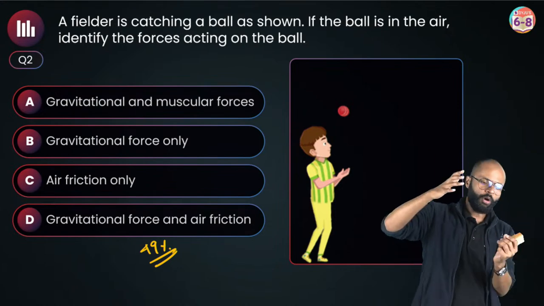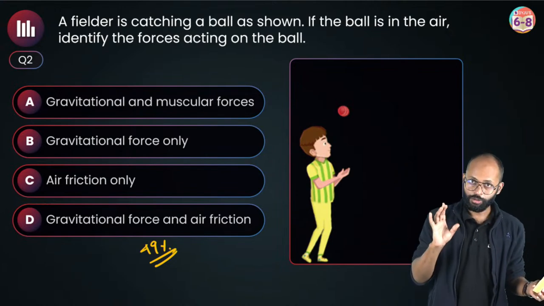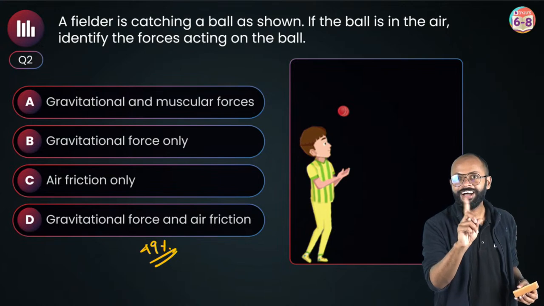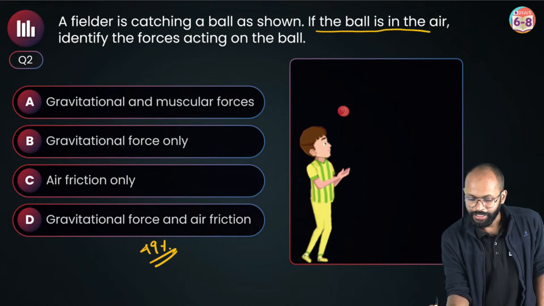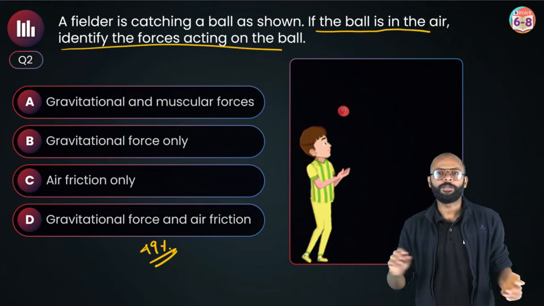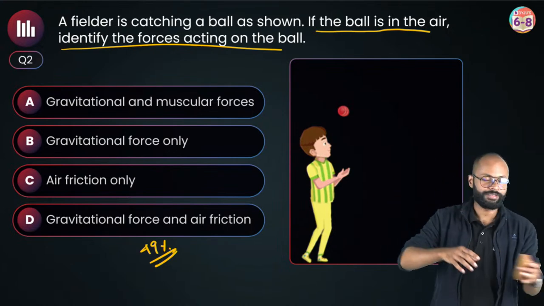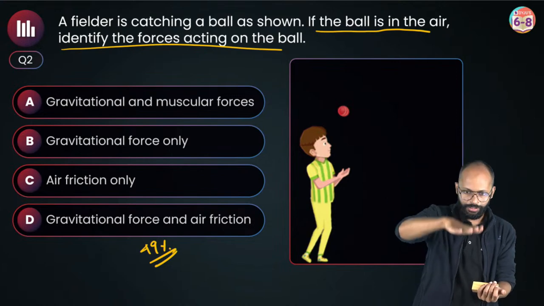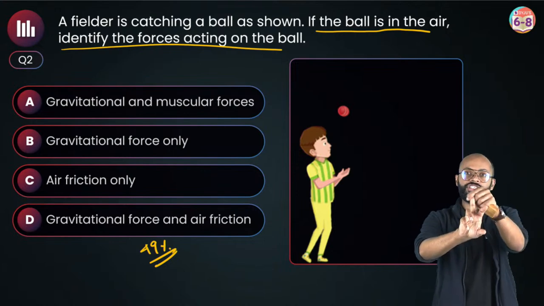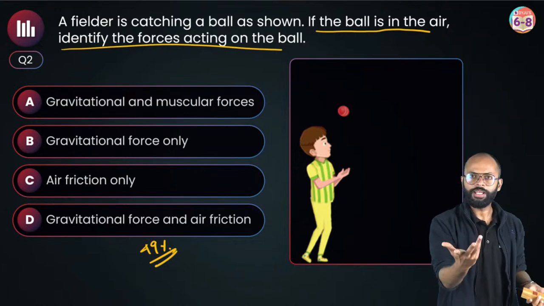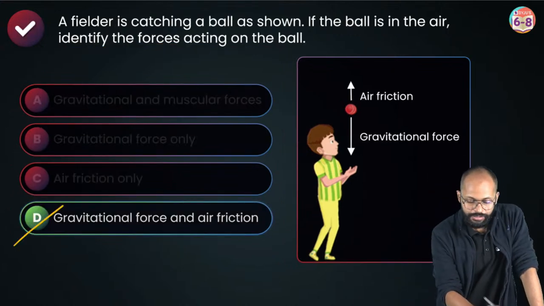Second is, when the boy catches the ball, hai na? That is also one force, lekin, that is not asked. Boy ka pucha hai? Na. Kya pucha hua hai? If the ball is in the air, identify the forces acting on the ball. So means, all this case is before the boy has caught the ball. Iska matlab, only the ball traveling in the air. Two forces, air friction opposing the ball, gravitational force making the ball to fall. Hai na? Simple. So gravitational force and air friction combined are the answer for this question.